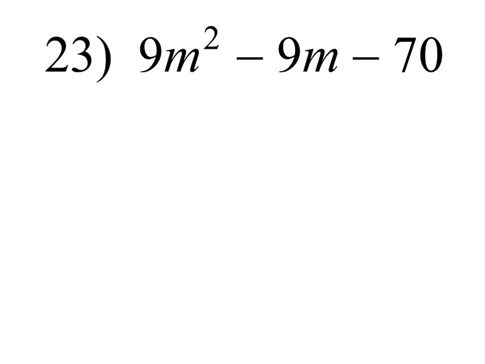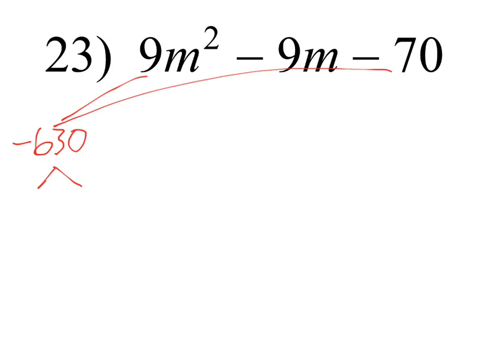Moving on to number, what is this, 23, sorry. All these are not divisible by 3, so we're just going to start by multiplying these together. 7 times negative 70 is going to give you negative 630. Yes, negative 630. And we need factors that add up to be negative 9. So they're actually going to be fairly close together in comparison to 630. Give me a moment. Alright, this one's going to give you 30 and 21. Those are 9 apart from each other. We want it to be negative when you add them, so we'll get negative 30 and positive 21.